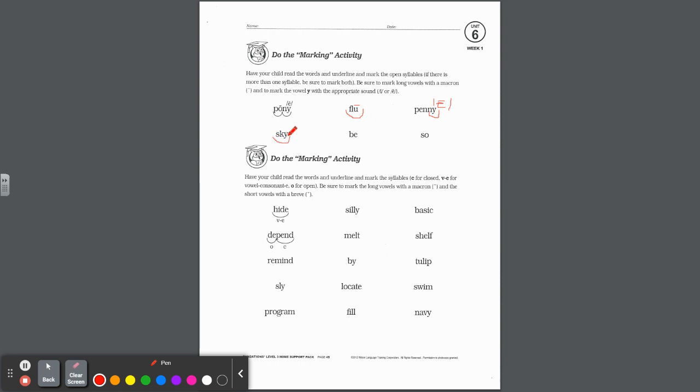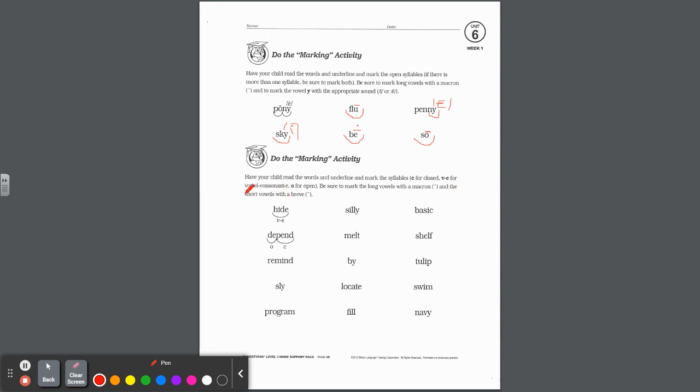So we're going to scoop it, and we're going to say this Y sounds like a long I. Correct. Okay, what about this word? Bee. Yes, one syllable that's open. And you know what? This is just a macron, long E. So, it's open, long vowel, long O, macron over the O.